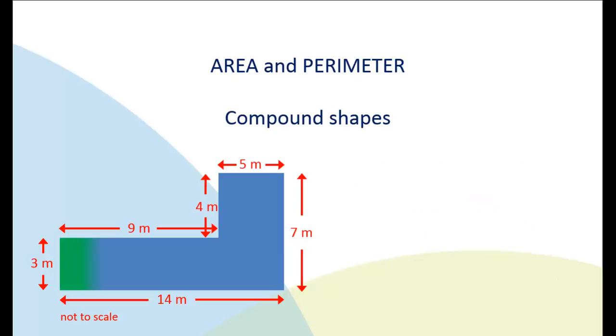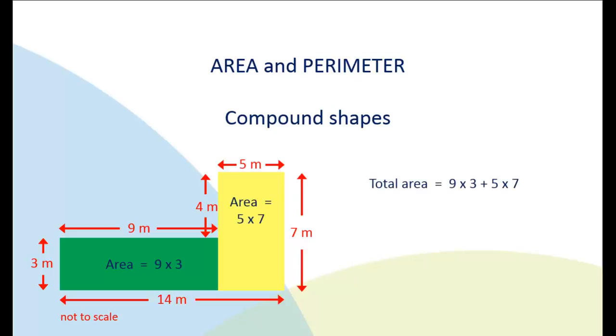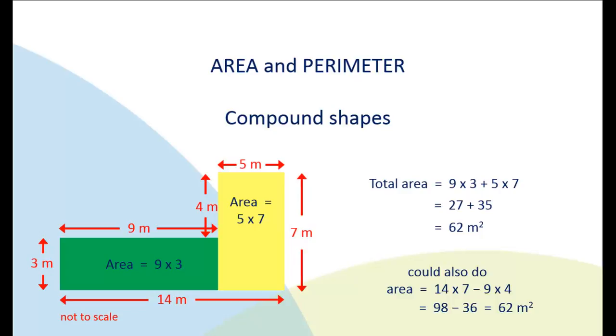Right, let's have a look. We've got the green one, we've got the yellow one, and it's similar to the one we did before but with different numbers. 9 times 3, 5 times 7, total area, add them up, and we get 62 square meters. We could have done the big one minus the little one. Now the big one would have been 14 times 7. The little one that we've cut away would be 9 times 4, and that gives us 62 as well.